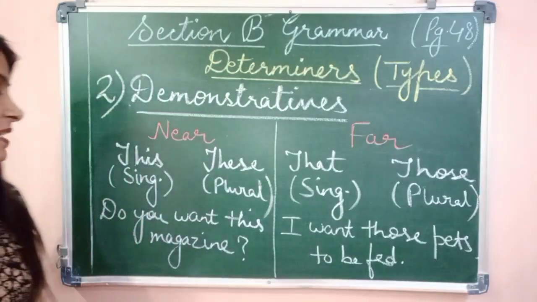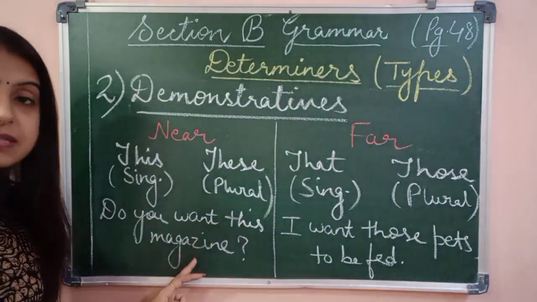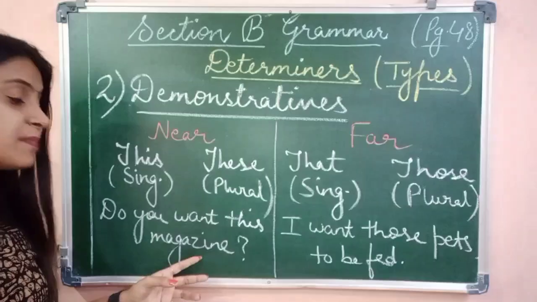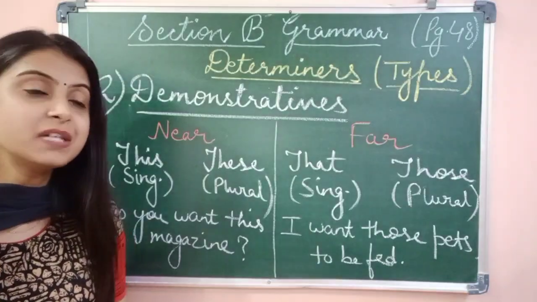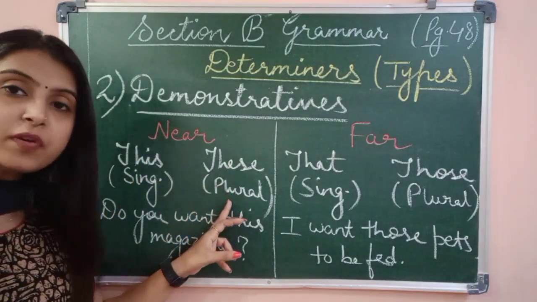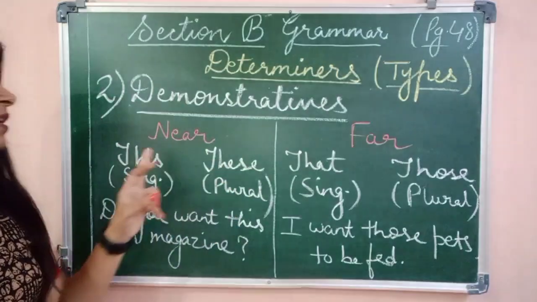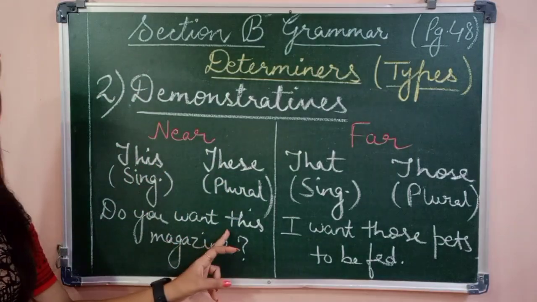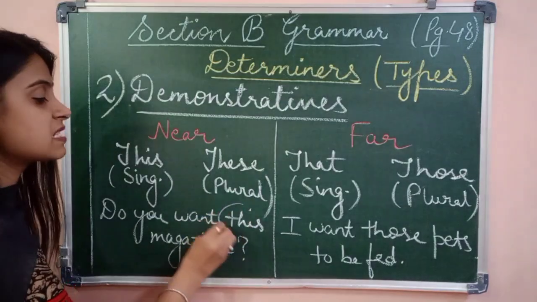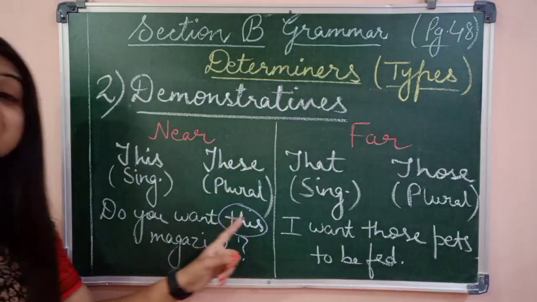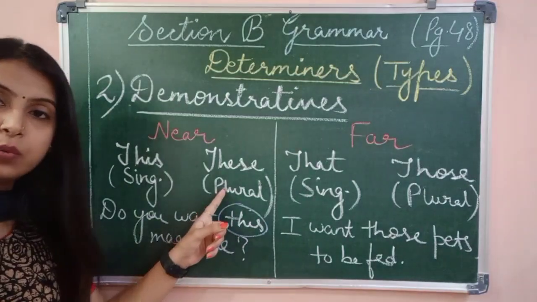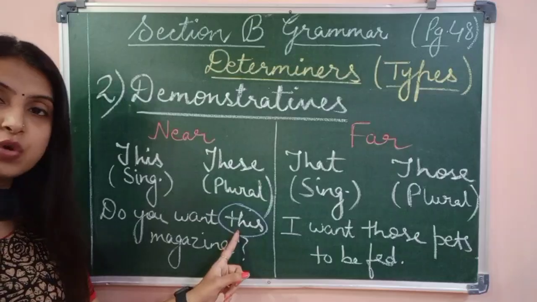For example, if I say, do you want this magazine? I mean that this magazine is close to me. When the noun is singular, we use this. To talk about plural nouns that are near, we use these. If I say, do you want these magazines? Then I use these to talk about the plural noun. But here the noun is singular, so we have used this.